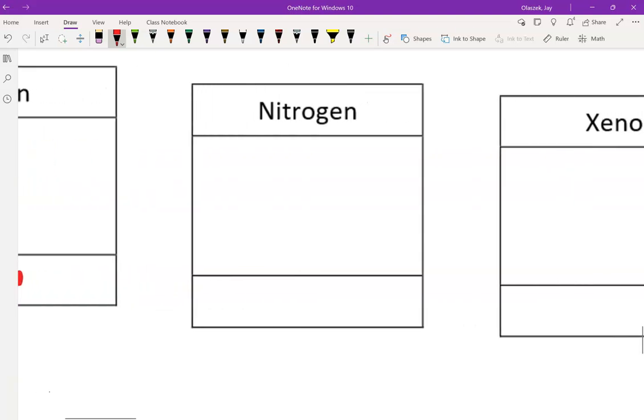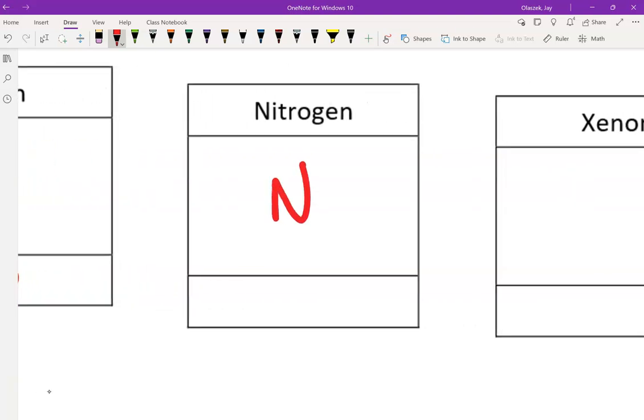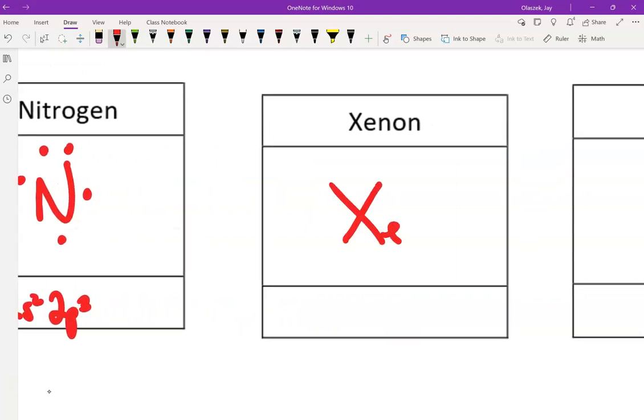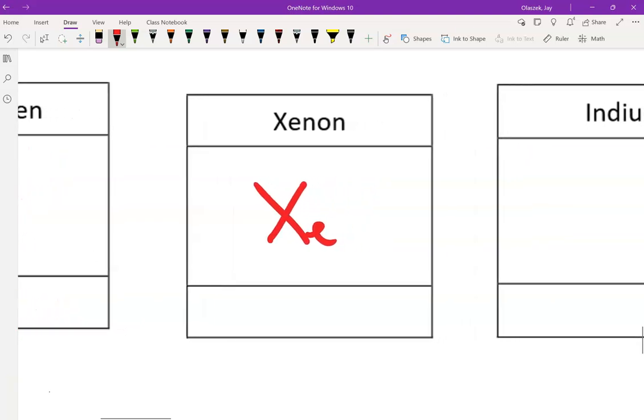We're almost there. Nitrogen in the same group as phosphorus, now group 5. It is 2s2, 2p3, 1, 2, 3, 4, 5. Here is xenon, a noble gas. We know noble gases are in all the columns that end s2p6, and xenon happens to be in row 4. So 1, 2, 3, 4, 5, 6, 7, 8.